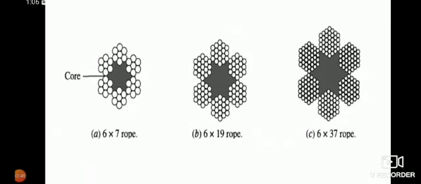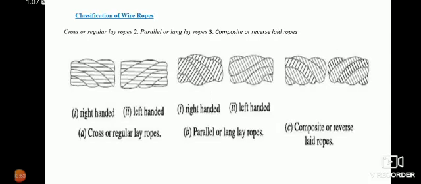Types of rope: 6 into 7, 6 into 19, 6 into 37. Classification of wire ropes: cross or regular lay ropes, parallel or long lay ropes, composite or reverse laid ropes.